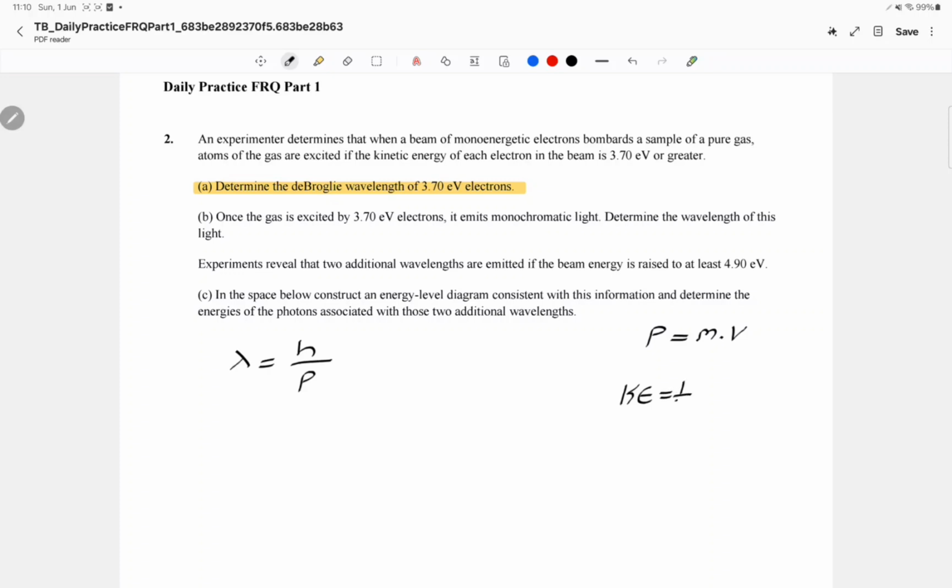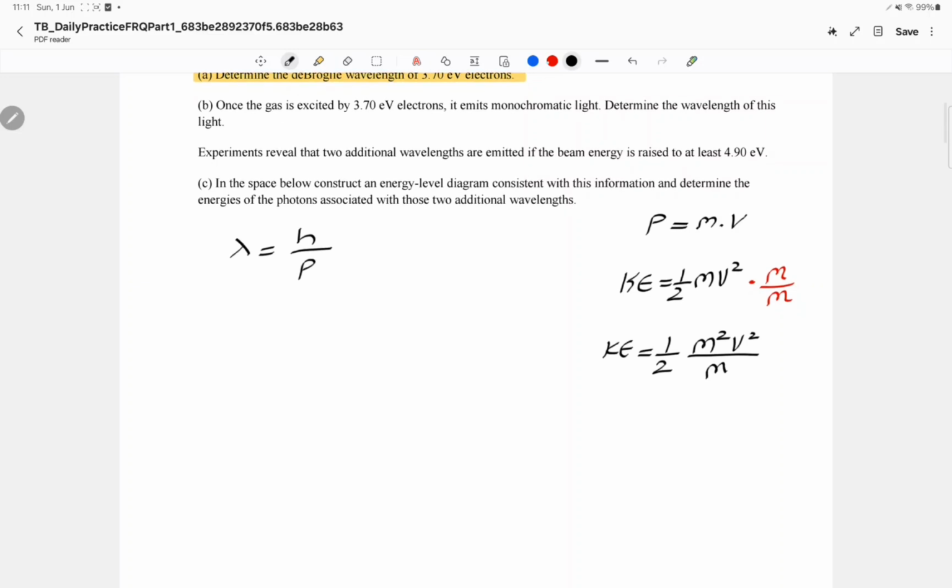Now KE is equal to half mv squared. If I were to multiply the top and the bottom by m, I would get the following. I'll get KE is equal to half m squared v squared over m. Now p is equal to mass times velocity. So KE is equal to half p squared over m.